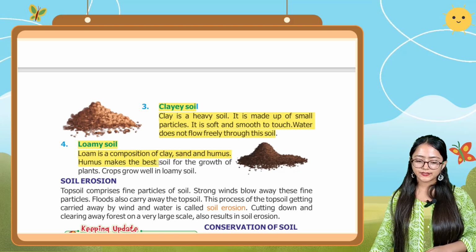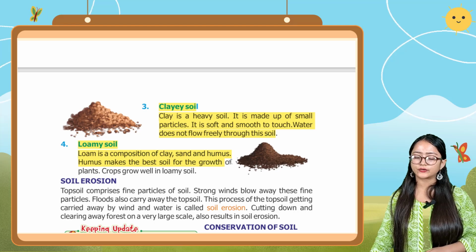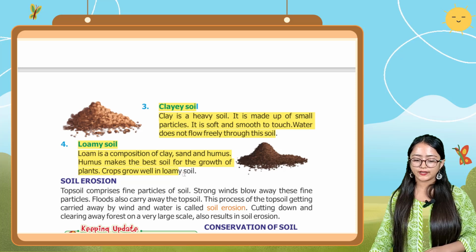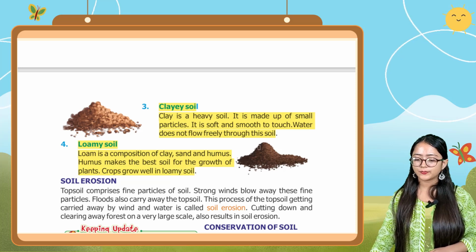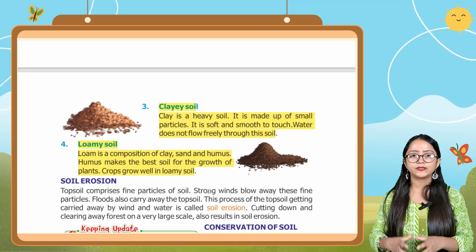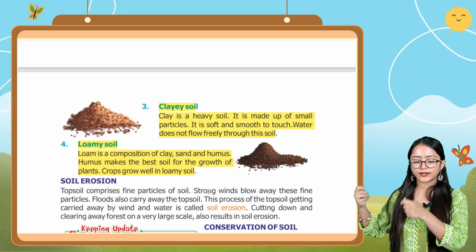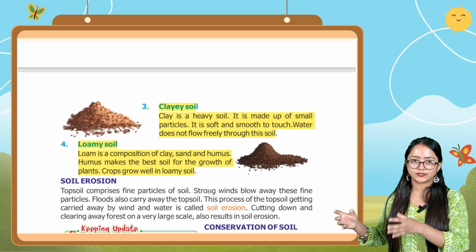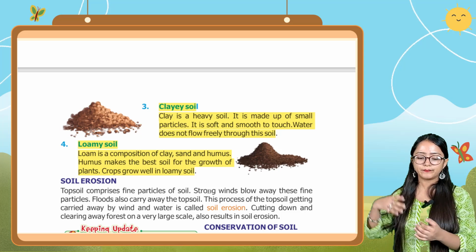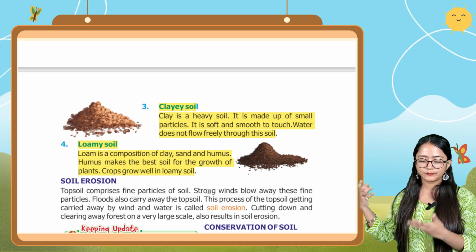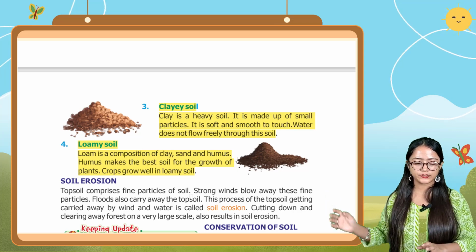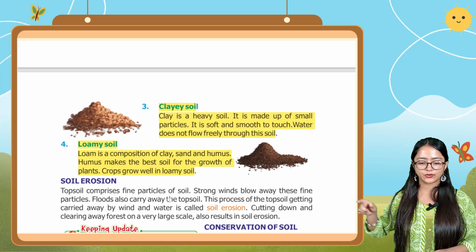Humus makes the best soil for the growth of plants. Crops grow well in loamy soil. So basically in the figure also you can see this loamy soil over here. Loam is a composition of clay, sand and humus, which makes the best soil for the growth of the plants. And crops grow well in this loamy soil, as compared to the other 3 soils.